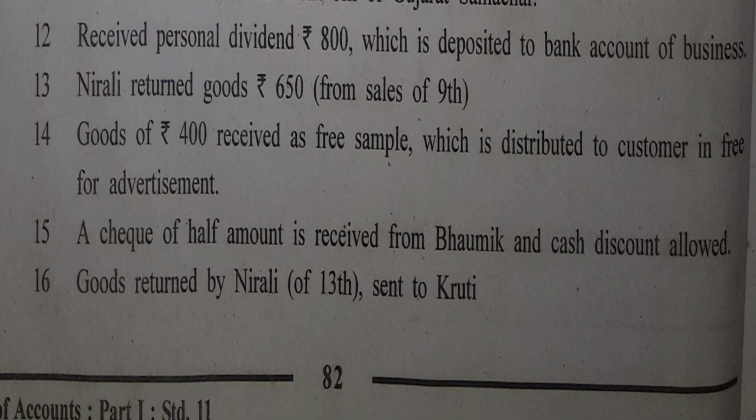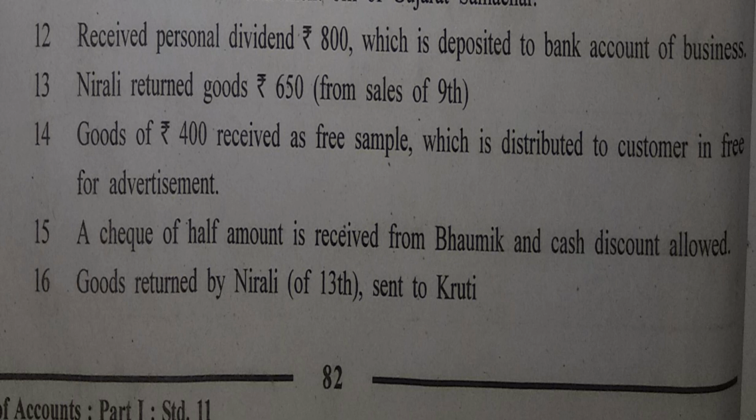Alright. Further, on 13th, we have completed up till 12th, yes? So we are going to start from 13th. It says Nirali returned goods of rupees 650. Nirali has returned goods of rupees 650 from sales of 9th. See, in this illustration, you are provided with related transactions. The transactions are related to each other. Out of the goods that were sold to Nirali on 9th, Nirali has returned goods of rupees 650.